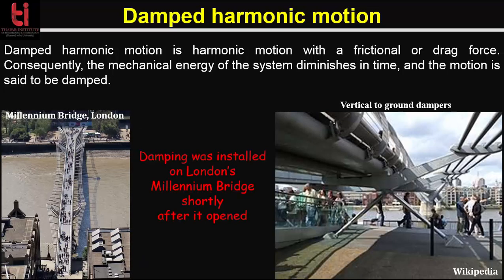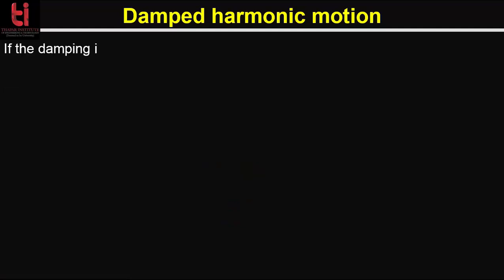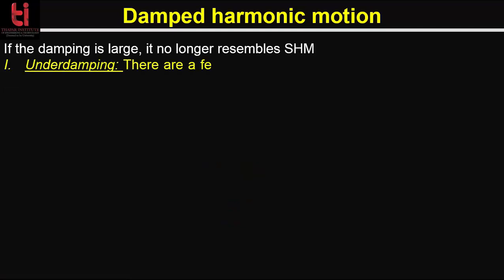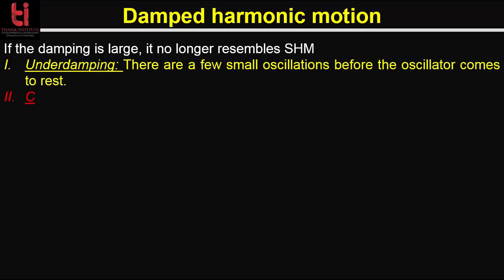Now, an interesting example of the use of damping is the London Millennium Footbridge. It initially opened in June 2000. After opening, pedestrians experienced an alarming swing motion. On its opening day, the bridge was closed for almost 2 years. Finally, the vibration and the resonance were controlled by retrofitting 37 viscous fluid dampers to dissipate energy. So, if the damping is large, it no longer resembles simple harmonic motion.